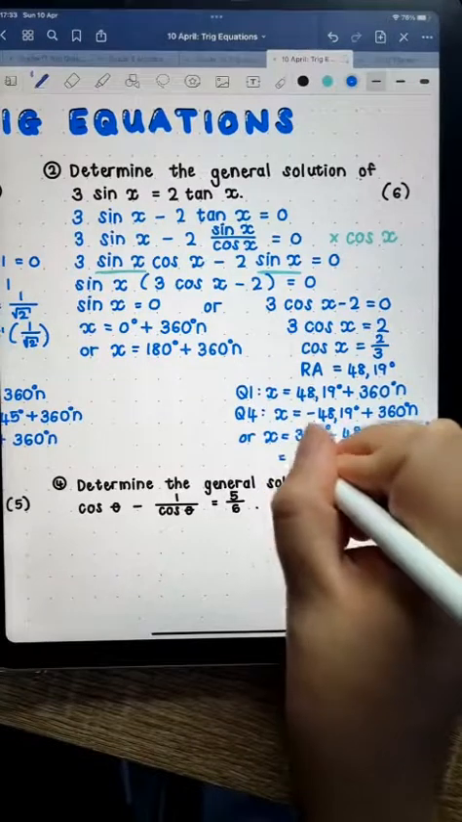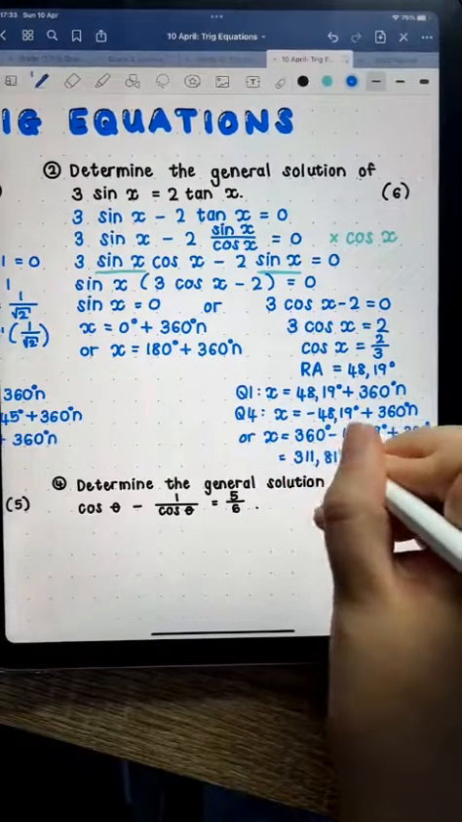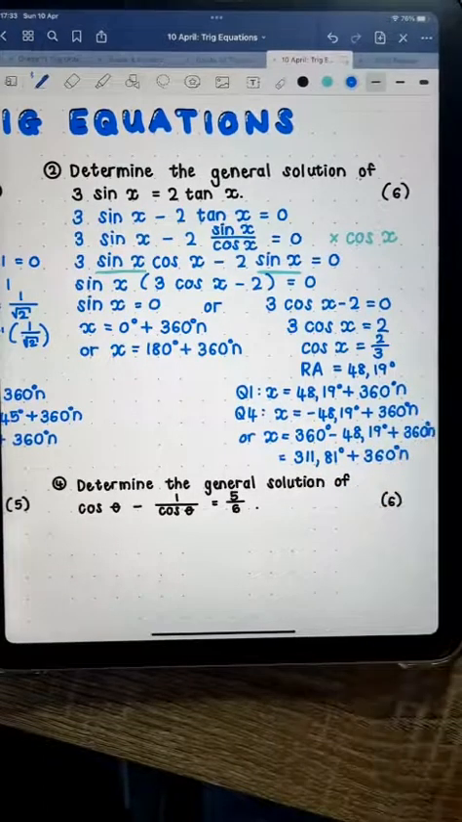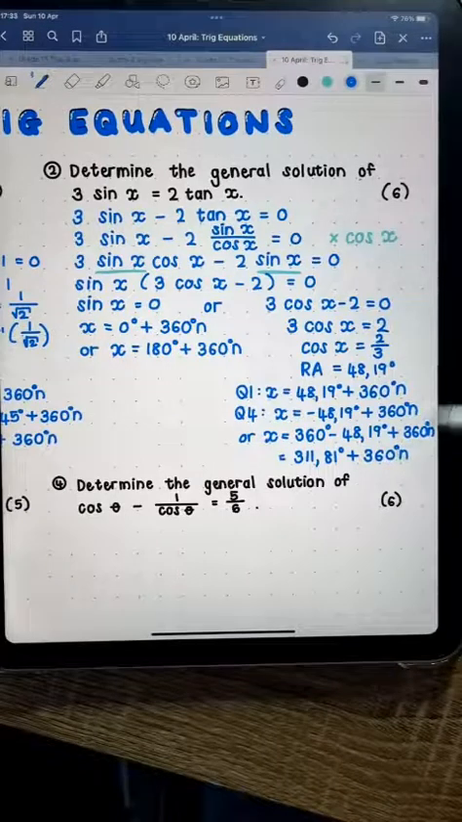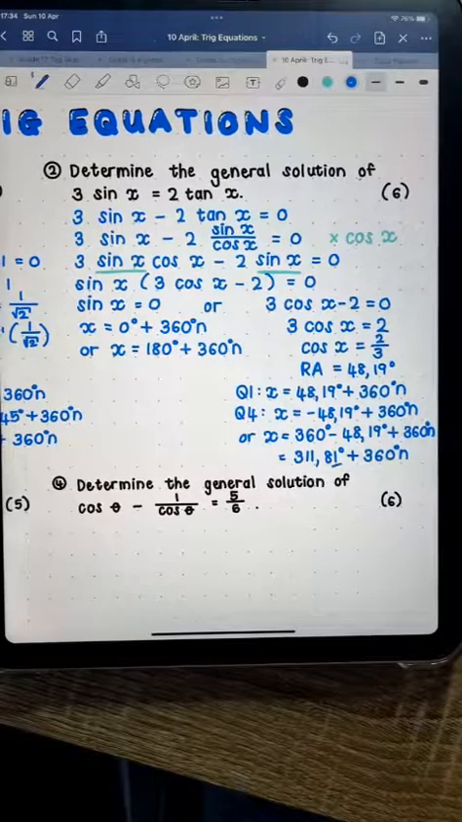So that is 311,81 degrees plus 360n. Okay, so you can decide, guys. You don't have to write both of these. You can either write that one, just the negative reference angle, or you can do 360 minus the reference angle. It's entirely up to you.